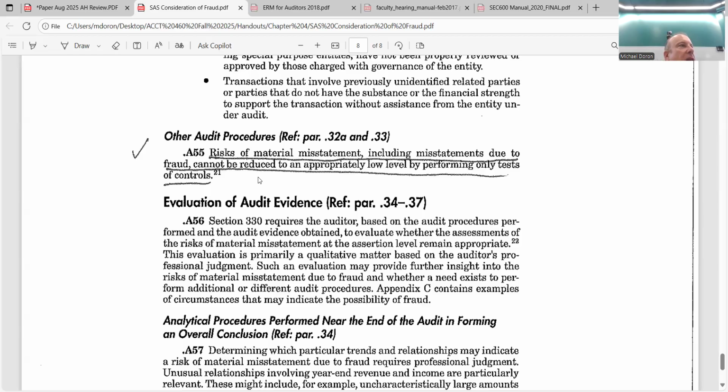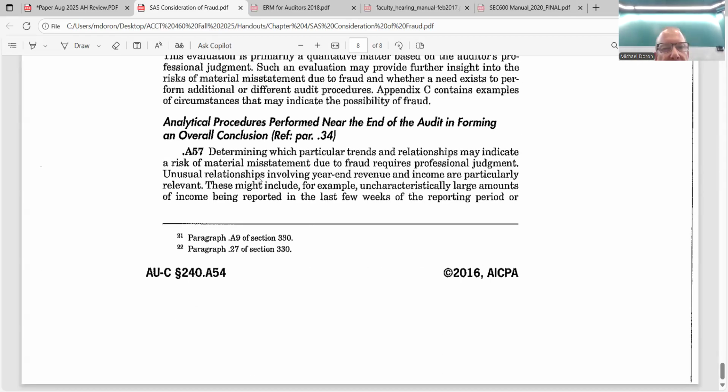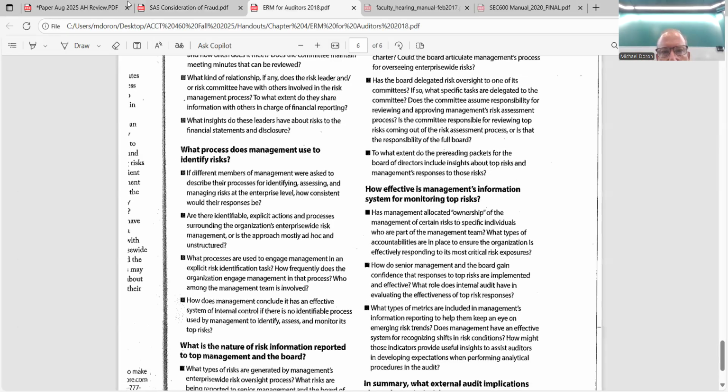You can never use as an excuse, I didn't do any substantive transactions because controls were so good, I'm sure there were no mistakes. That is never a good audit procedure, they're telling you. Okay, that's that one. Any questions there? All right. We also have this one.